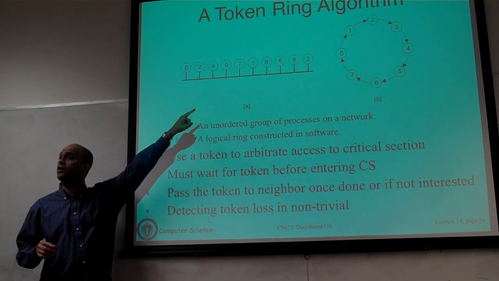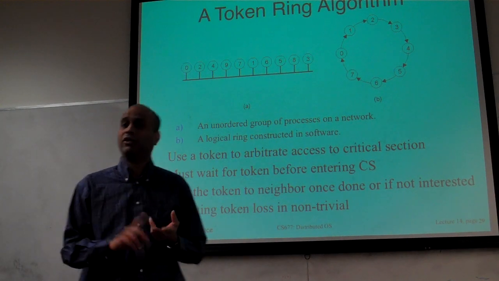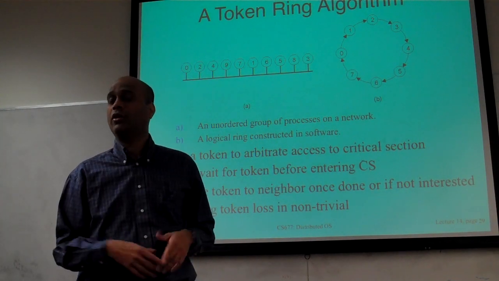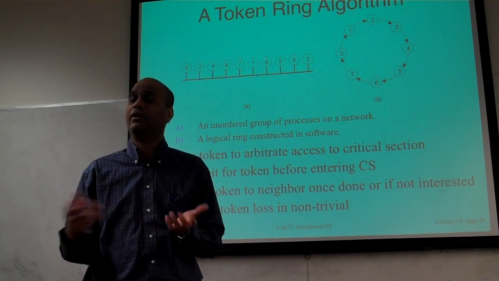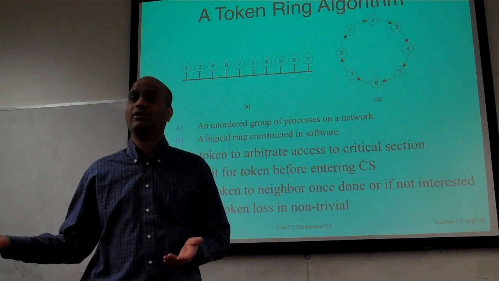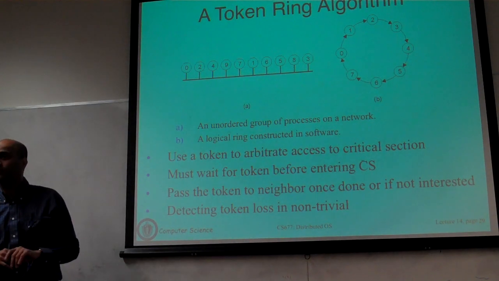The token just circulates. Maybe it starts with process 0. If it doesn't need the lock or it's done with the lock, it just sends it on to 1. If one needs to enter the critical section, it will hold the token, do whatever it needs to do, and then send the token ahead. And if it doesn't need it, it just sends it to the next process.